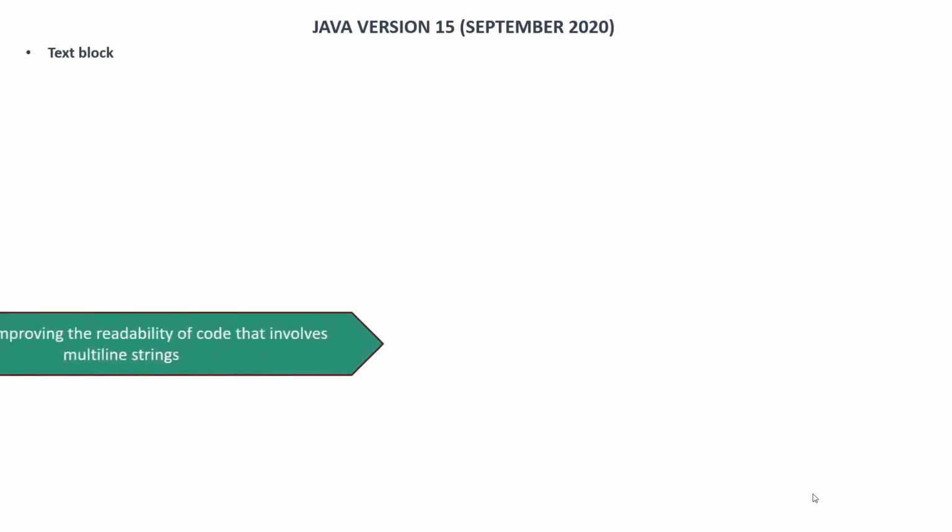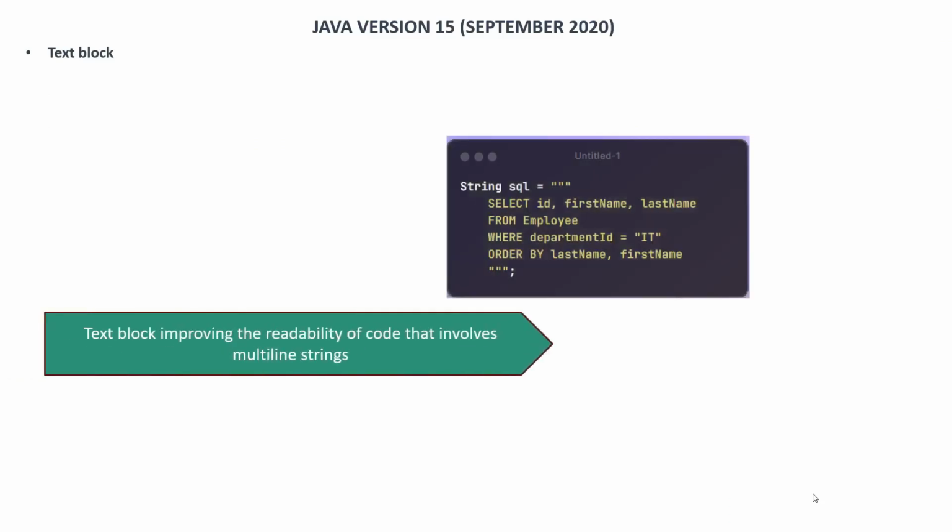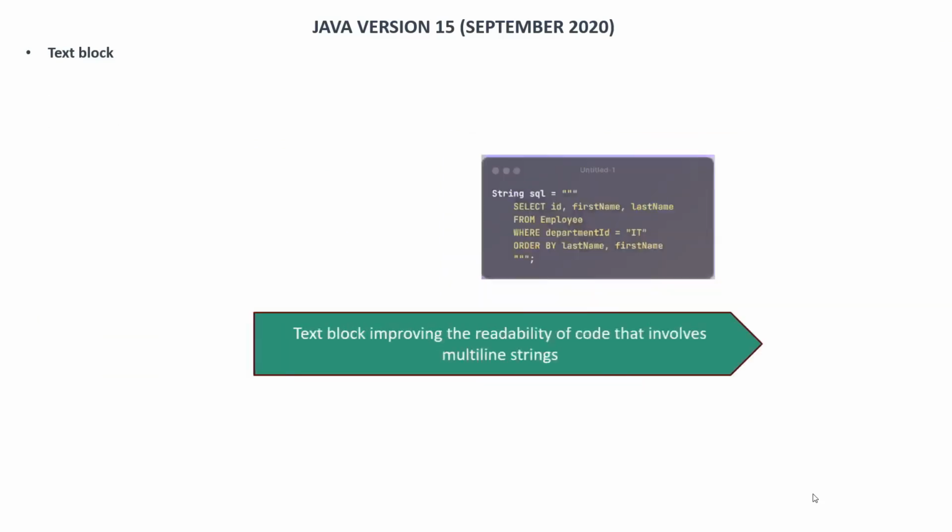Java 15 was introduced in September 2020. First feature of Java 15 is text block. It is finally released for production, which was earlier a preview feature in earlier JDKs. It is a new kind of string literal for multi-line strings, improving the readability of code that involves multi-line strings.